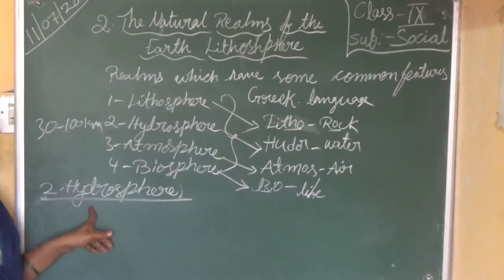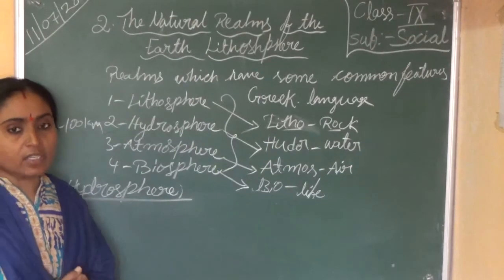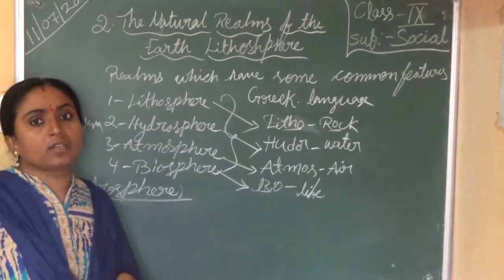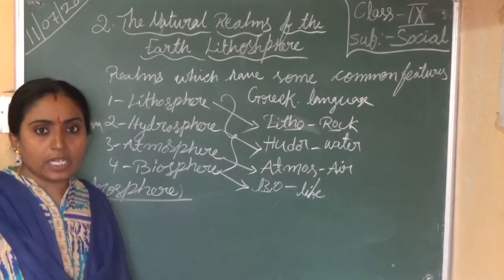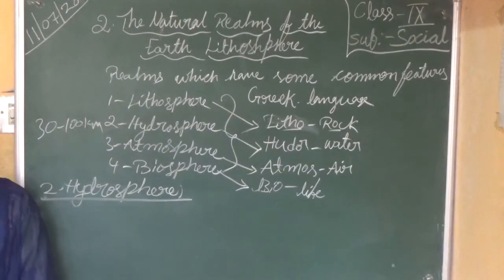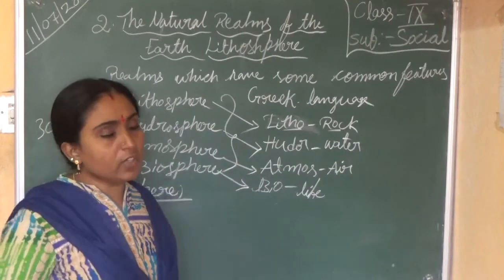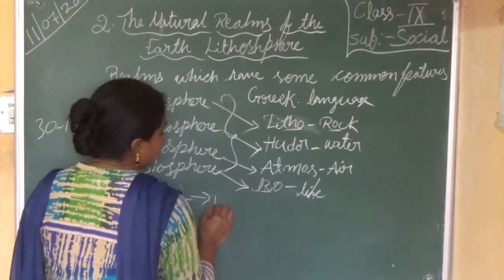And the next one is hydrosphere. Hydrosphere means what? Water. To live on the earth, we need water, and the most important is water. If the water is not there, we can't live on the earth. Water is the most important. Okay, hydrosphere. The realm of water is called hydrosphere.